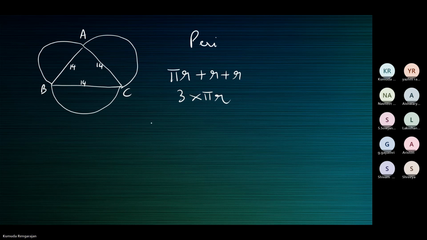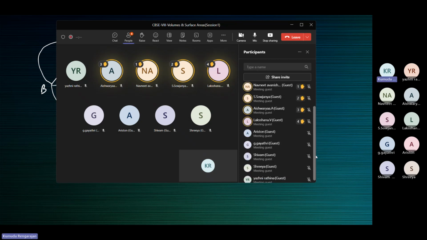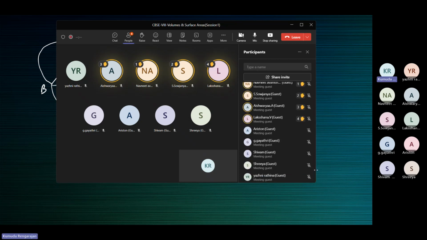Sorry. Let me tell you. 14, 14. Please try. Others? Gayatri, Saujanya, Aishwarya, Ariston, Shivam, Yarni. Yarni, tell me.